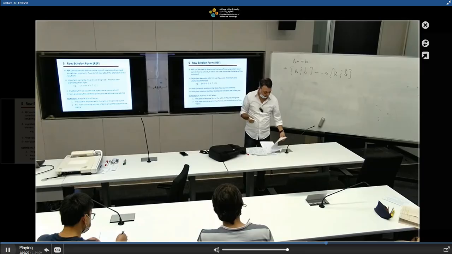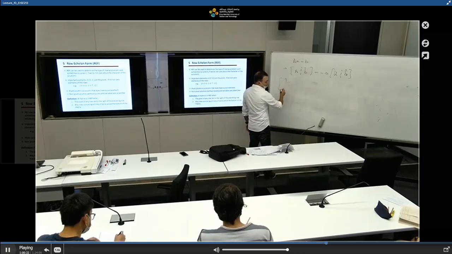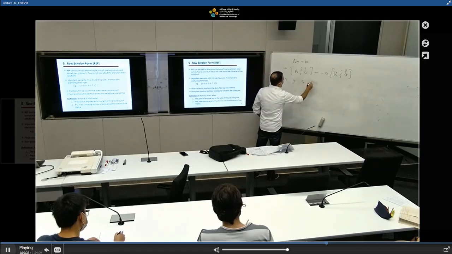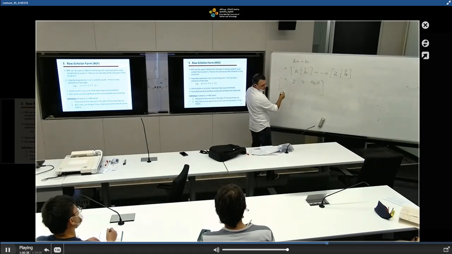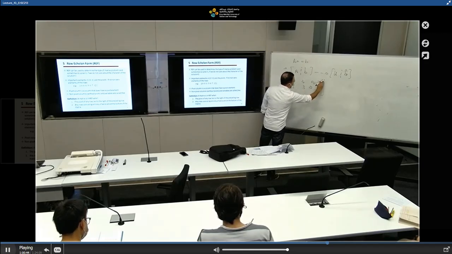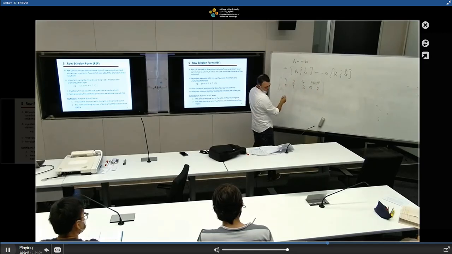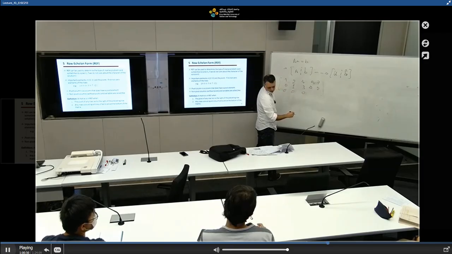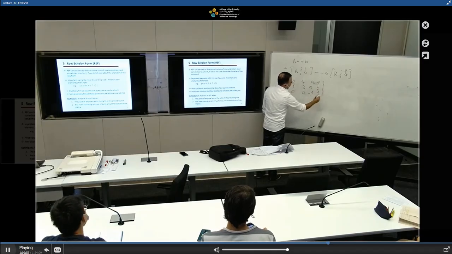So if I take a matrix, I don't know, 1, 2, 4, 5, 7, okay? And then I have 0, 1, 3, 2, 2. And then I have 0, 0, 0, minus 1, 1. Okay?